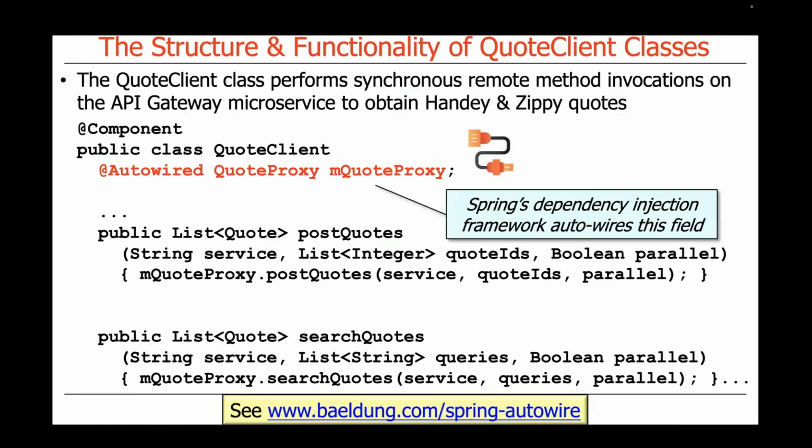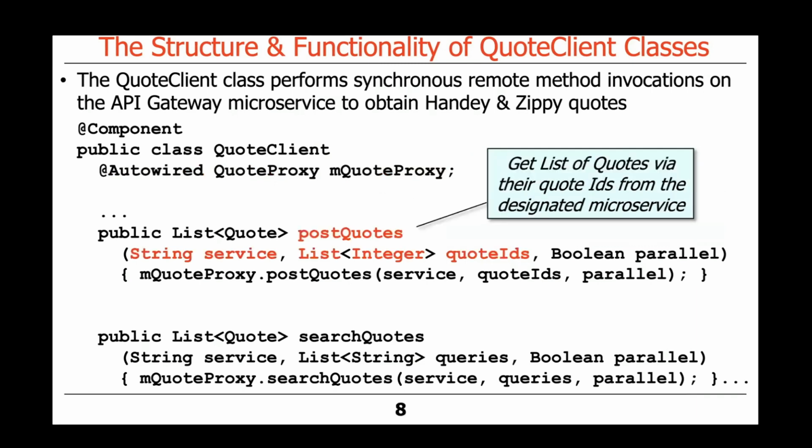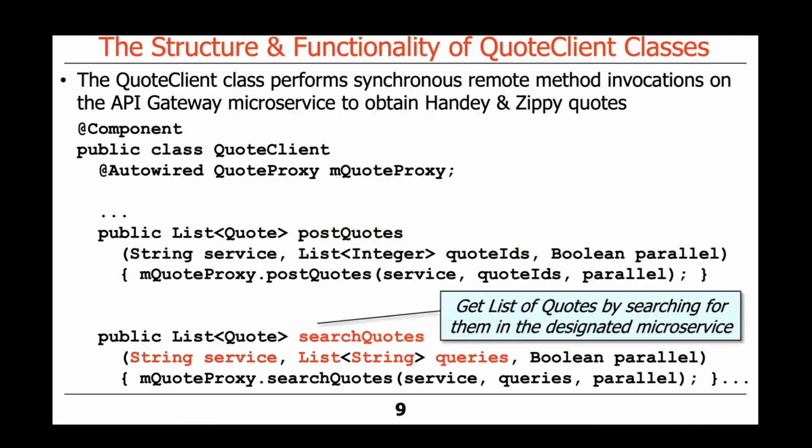We're going to auto-wire the QuoteProxy to the QuoteClient. And the QuoteProxy is going to do all the heavy lifting here. There's a bunch of methods here. For example, there's postQuotes, which as you can see takes the Zippy microservice or the Handy microservice, and the list of quote IDs, and it will go ahead and make a call to the API gateway and get that result back. And then there's also, for example, searchQuotes, which is going to take the appropriate service, the Handy microservice or the Zippy microservice, and a list of queries, and it's going to go ahead and find anything that matches in that list of queries from the designated microservice.